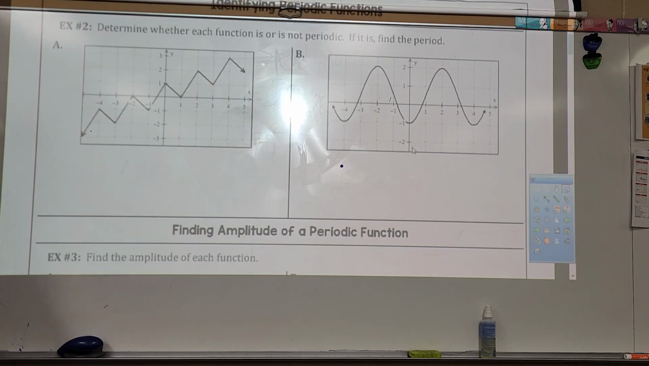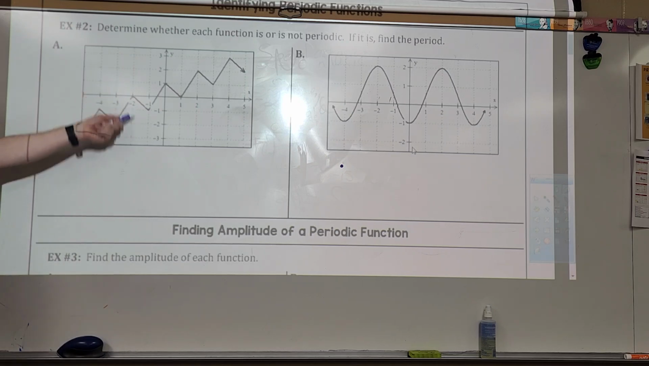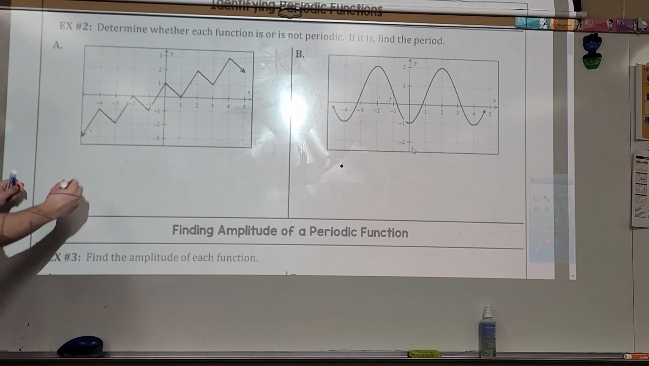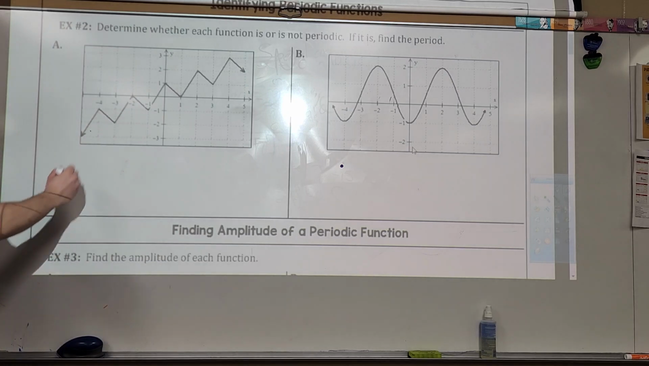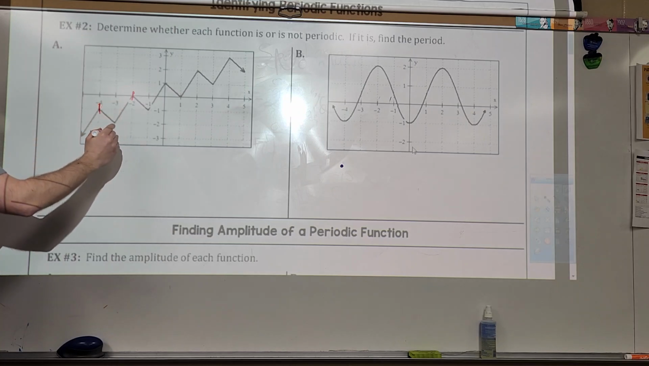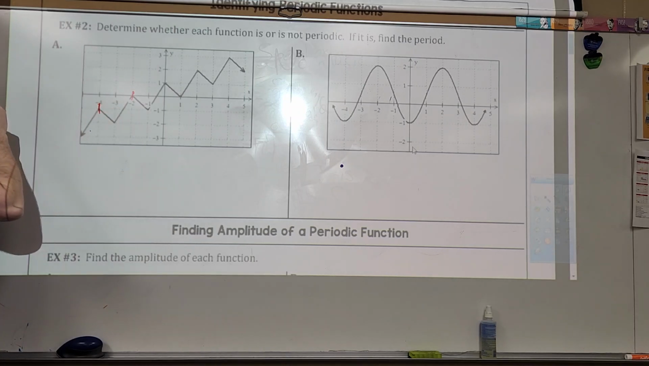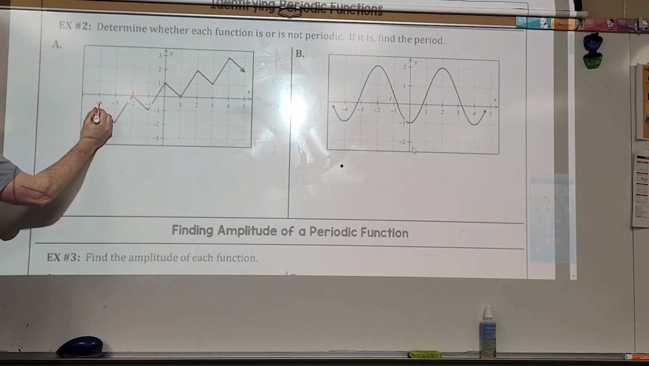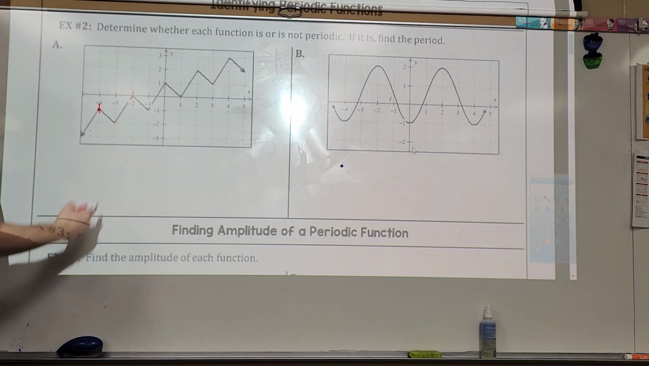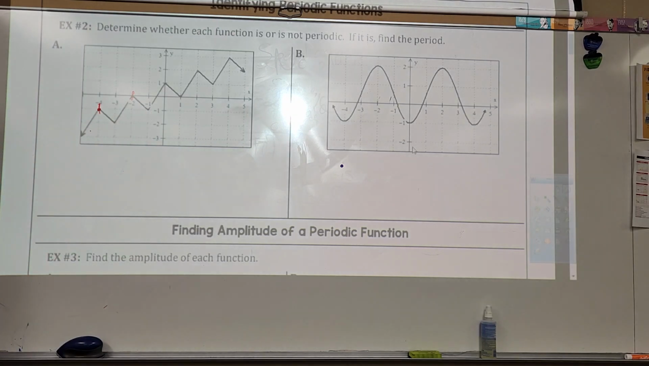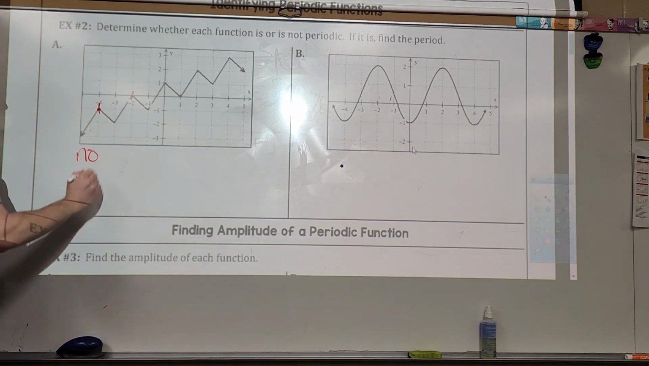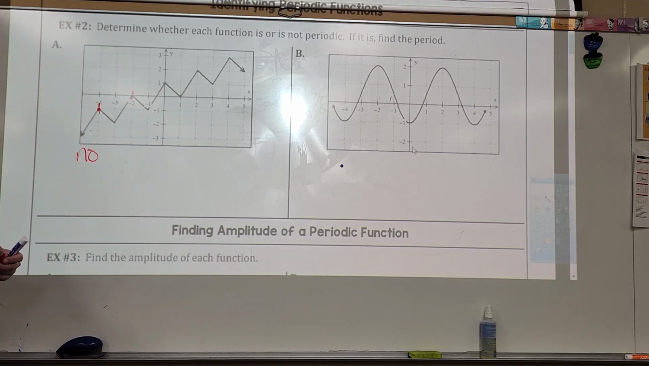Ooh, look at this one. Now we need, is this periodic, number A? Wait, you're telling me this one's not periodic? Well, what would a cycle be? From here to here, right? But Mr. Twilger told me that this value is going to have to be the same for my next cycle. Is it? That's not periodic, because it doesn't repeat, right?